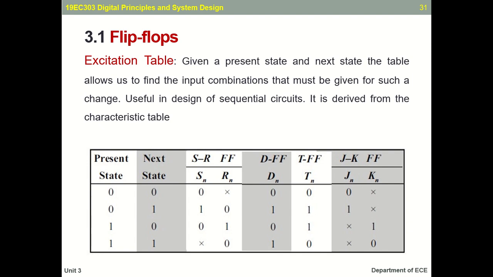From the 8 combinations, we are able to find your Qn plus 1. After getting that Qn plus 1, out of the 8 combinations, 2 combinations will be repeating. For those combinations, the values of J and K are given as 0x, 1x, x1 and x0. Here you see, when your present state is 0, your next state is 0. So your J is equal to 0, and K can have any value.